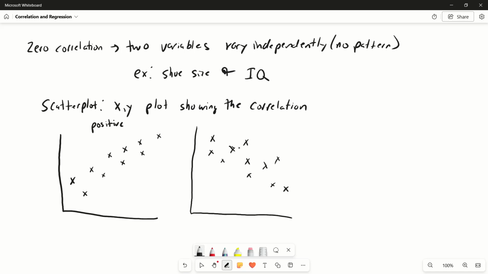And you can see here that if you were to fit a line through these data points, the slope would be negative. So as X is increasing, Y is decreasing here. So this is a negative correlation.